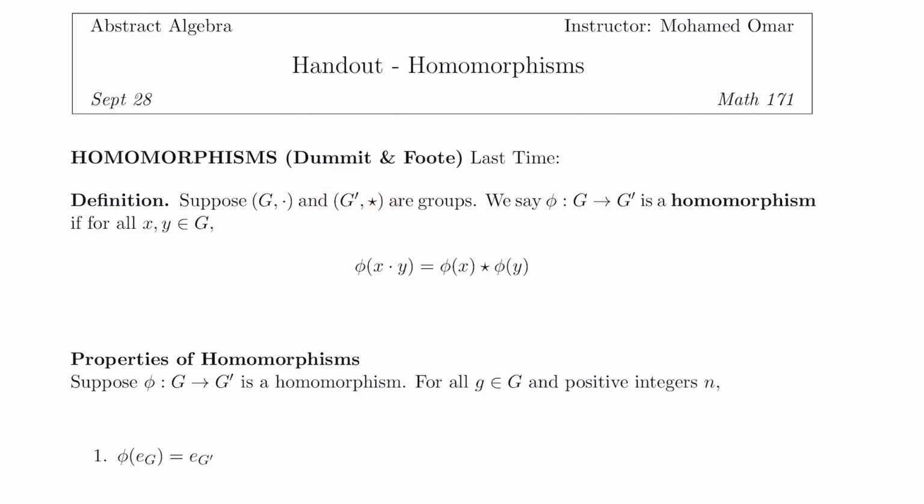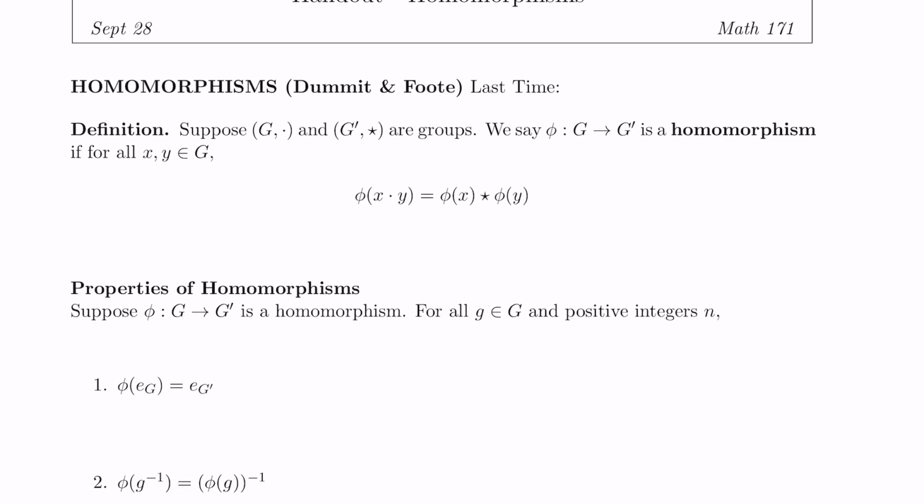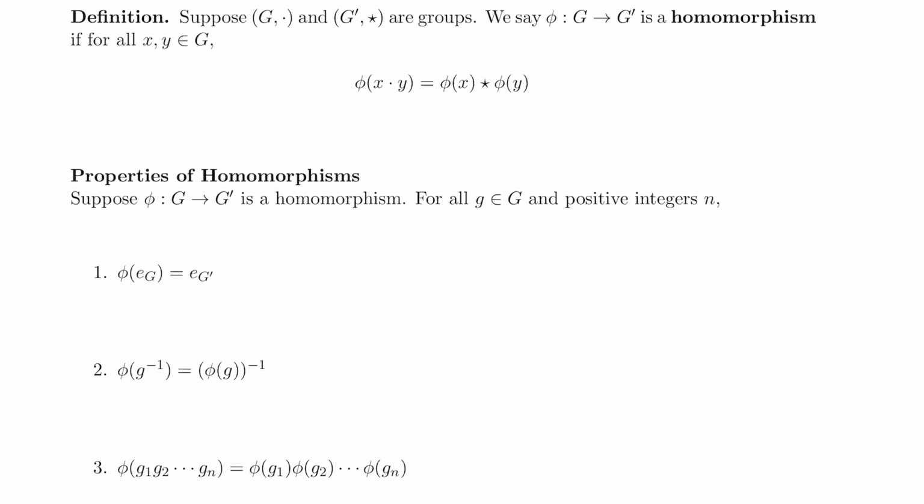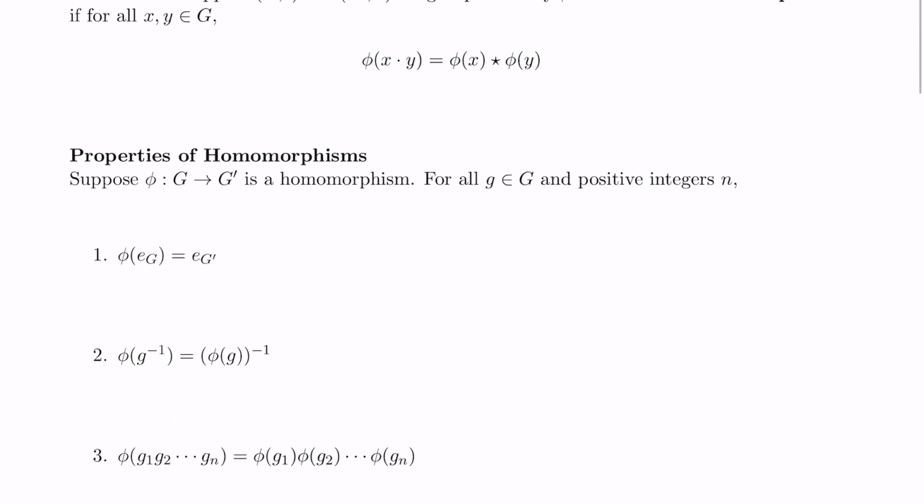Okay, so we gave lots of examples of different homomorphisms last class, so today we're going to talk about some more general properties of these things. The first thing we're going to do is establish some of the fundamental properties of homomorphisms from an arithmetic point of view. So suppose you had a homomorphism that took elements in G and had outputs in G prime. Then we can prove a few things.